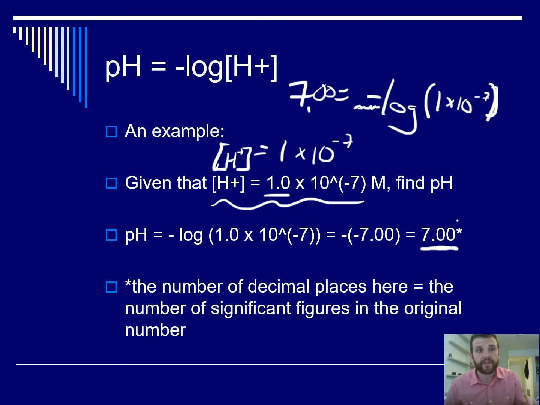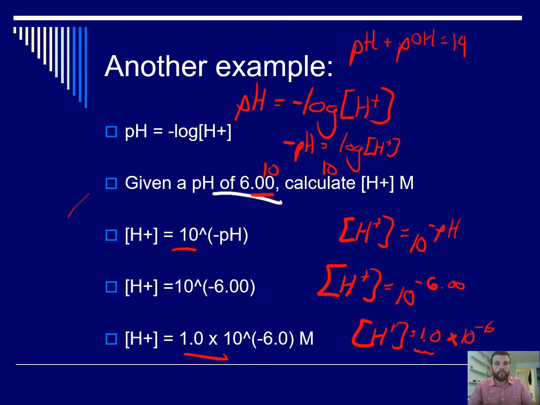So for logs, significant figures are different. It's all about the numbers after the decimal place. Those are the ones that count. It's called the mantissa, but I don't think IB cares about that. And then let's look at another one, how to back solve for pH. If I know my pH is 6.00, I have 2 sig figs here, because I have 2 numbers after the decimal place.